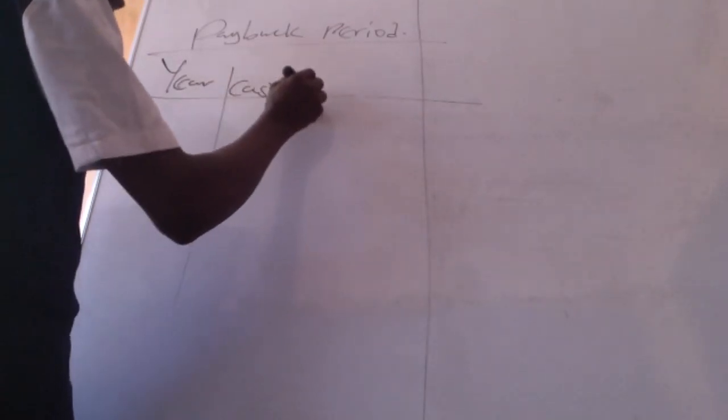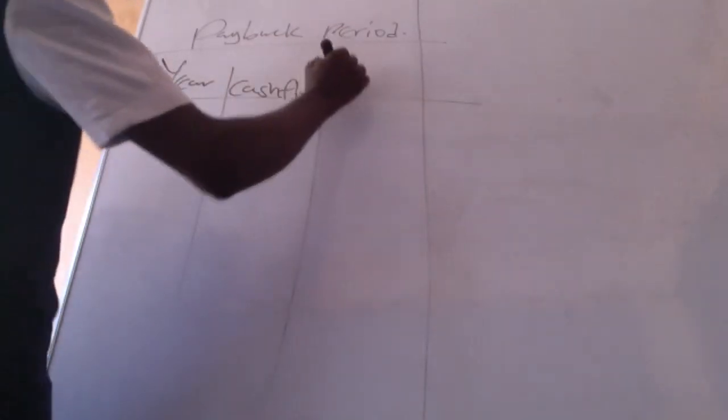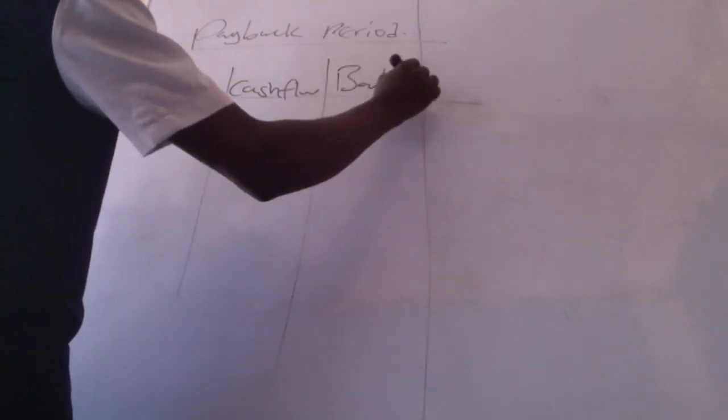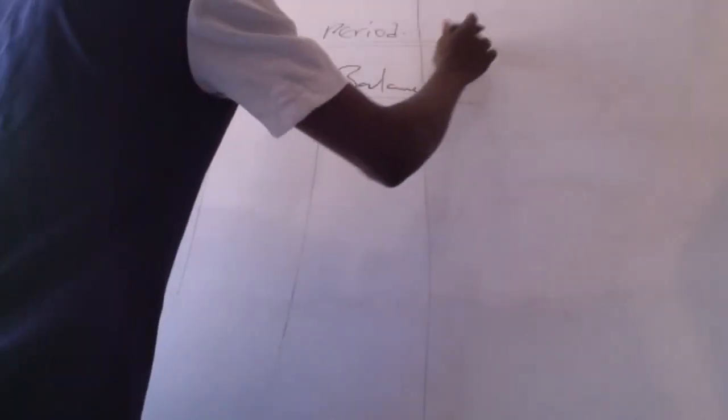I need space, so let me write it small here. Cash flow. Good. And then the balance. We are done. That's the payback. Normal payback, not adjusted payback period. It's the normal payback period.